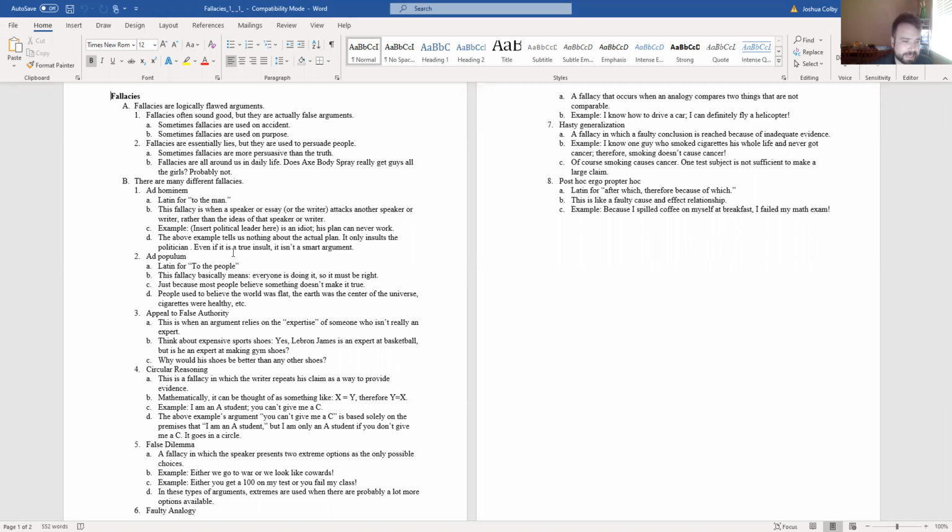Ad populum is Latin for to the people. This is just the idea that if everybody's doing it, it must be right. 99% of the people could believe something is true. That alone doesn't make it true. Think about all the things that we once thought were true as a race or as a species, about the world, and no longer do, right?